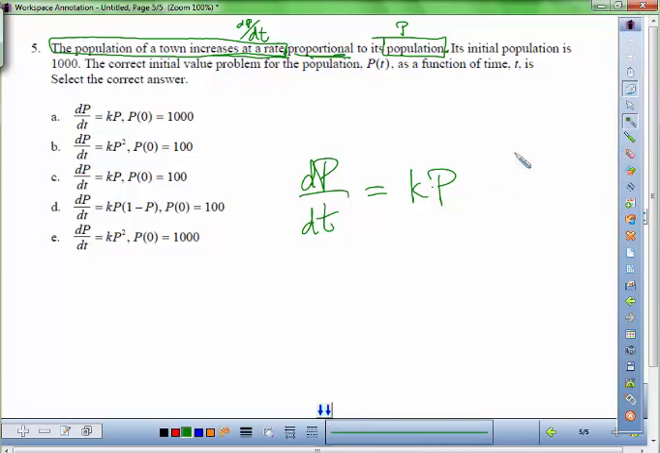Okay? So if you were to have something like this on the test, it'll hopefully be about as straightforward as this, where some rate increases proportional to something else, and that something else, you just have to find an expression for that something else to make your differential equation. The initial population is 1,000, so population at 0, that's usually the initial, is 1,000. And so that's the first choice.